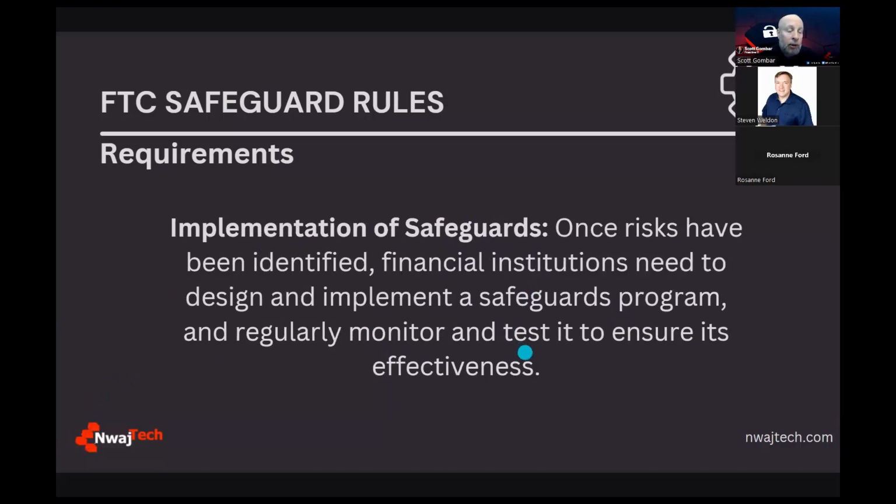Now you have the implementation of safeguards. Once risks have been identified, financial institutions need to design and implement a safeguard program and regularly monitor and test it to ensure its effectiveness. So you've identified the risks, you've corrected some of those risks, but that also means you put in some safeguards. So what does that mean?